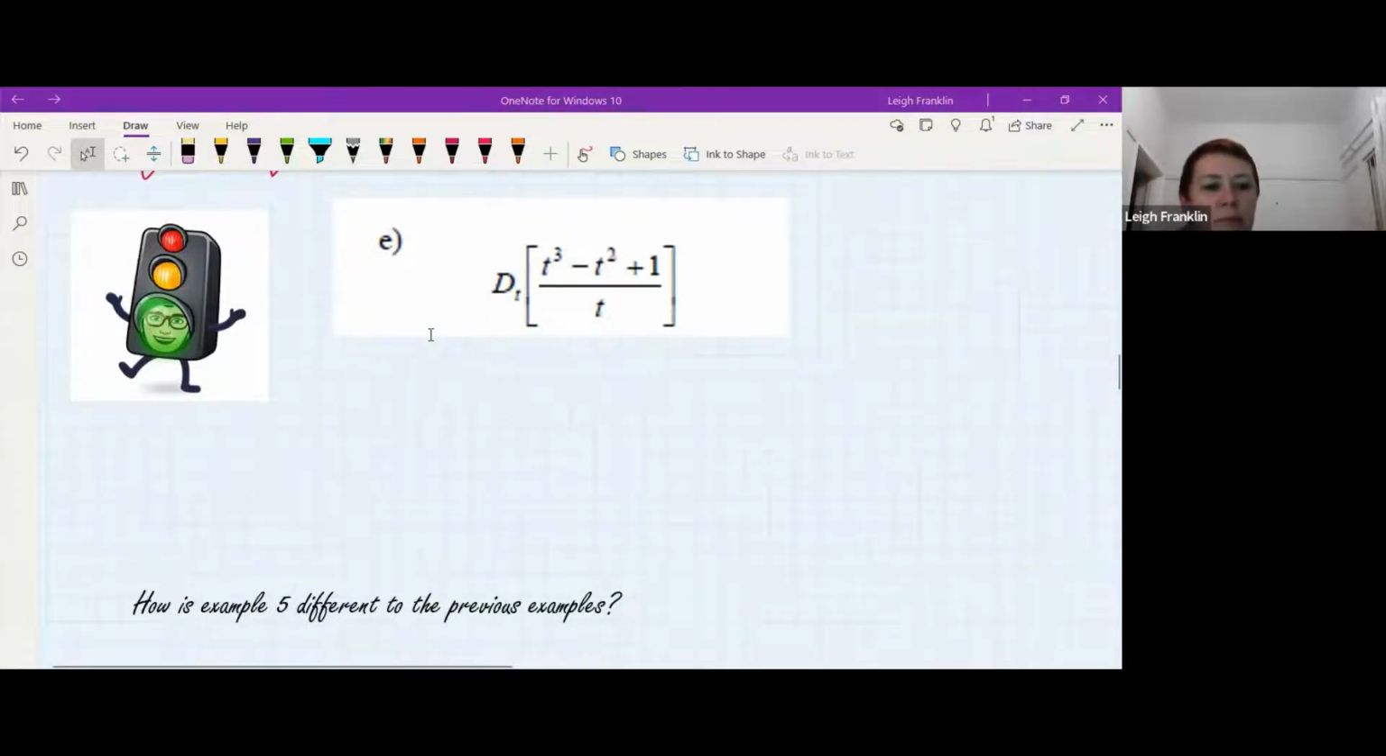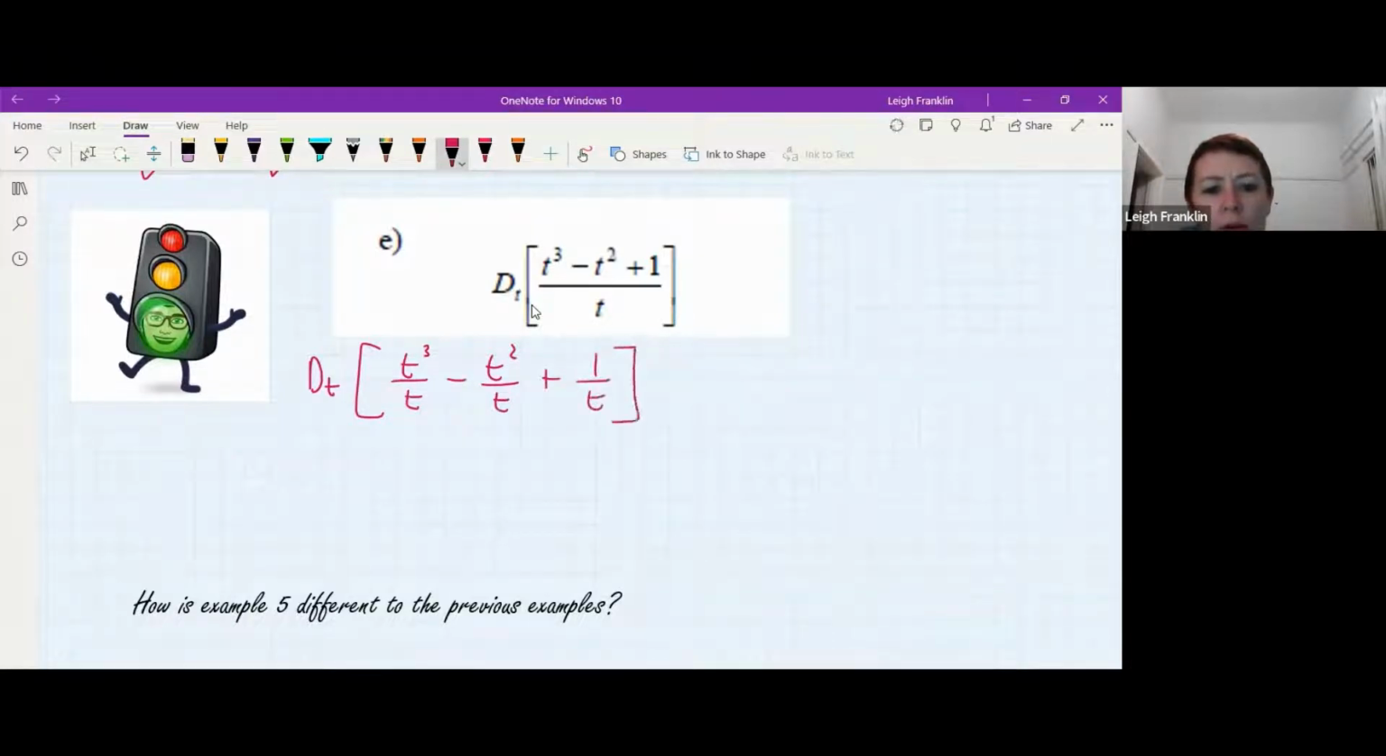Good, Boucher. Okay, so they are asking us to derive with respect to t. So in this case over here, we are having to split this up first. So we would have ended up with t cubed over t minus t squared over t plus 1 over t. We're not ready to differentiate. We've got to get rid of those divide lines.